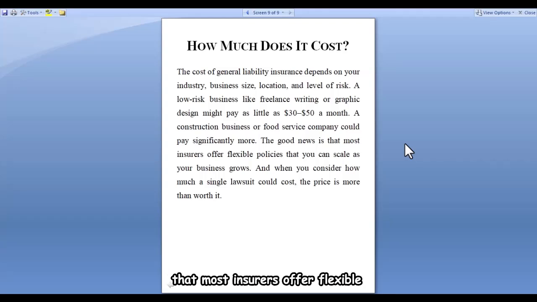The good news is that most insurers offer flexible policies that you can scale as your business grows. And when you consider how much a single lawsuit could cost, the price is more than worth it.